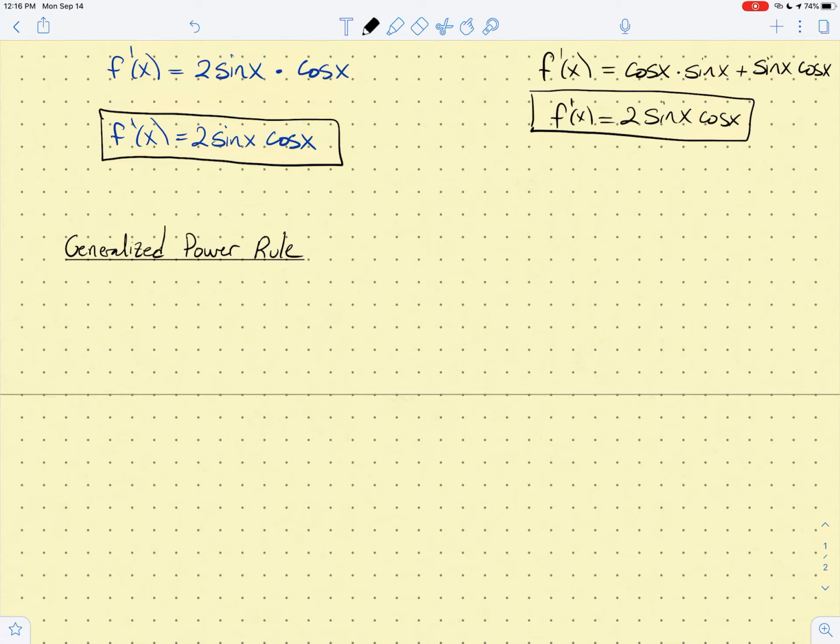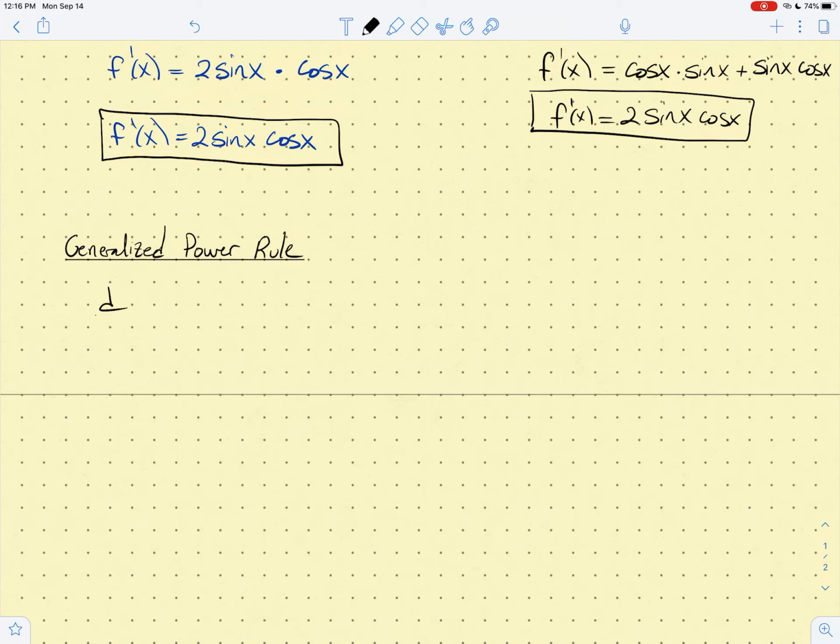All right, so I want to apply the chain rule to a general situation and come up with what's called the generalized power rule. It's worth memorizing and using as a standalone formula, but you need to realize it's just the chain rule. If you forget this, just use the chain rule. So here we go. So the situation is this.